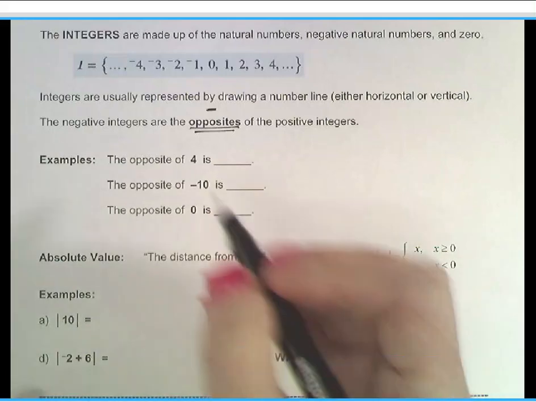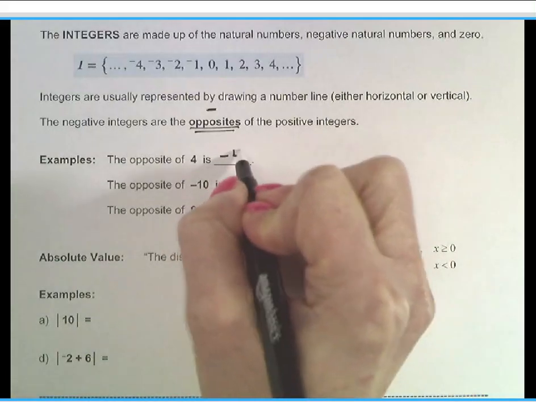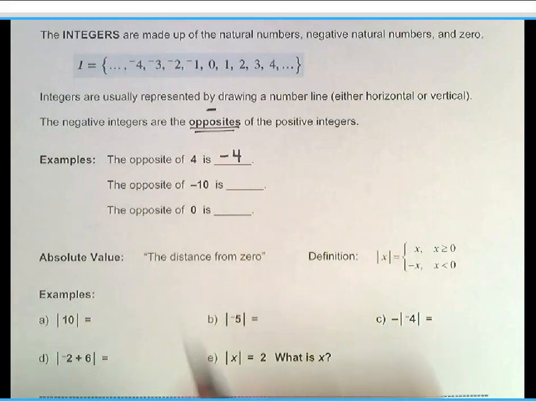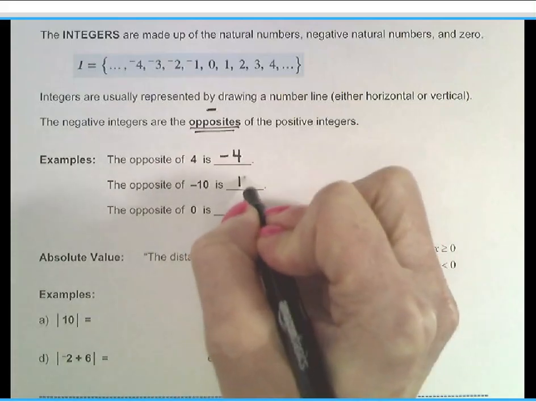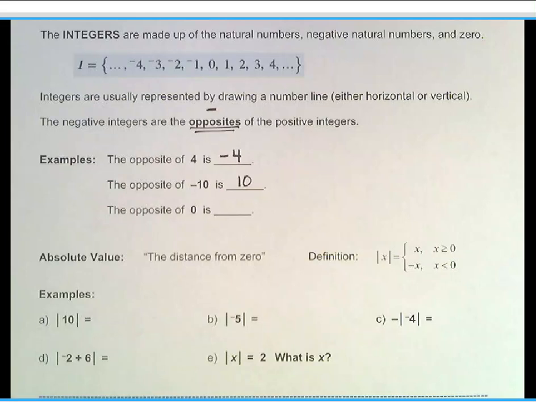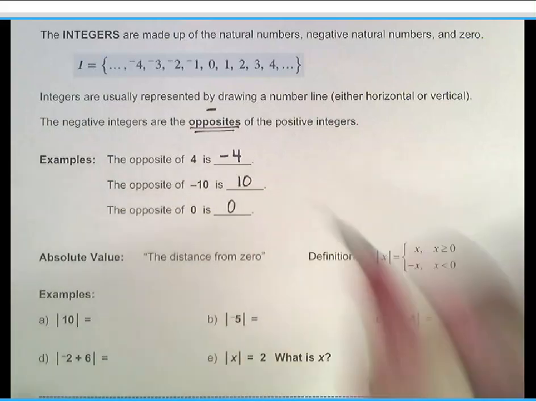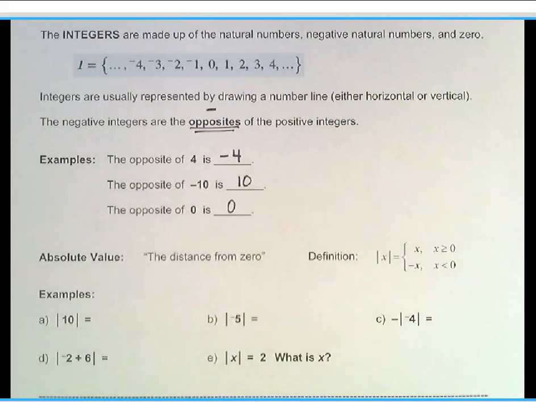So the opposite of 4 is negative 4. And the opposite of negative 10 would be positive 10. And the opposite of 0, well, 0 doesn't really have an opposite because it doesn't have a sign. So the opposite of 0 is just 0. That one's a little bit tricky.